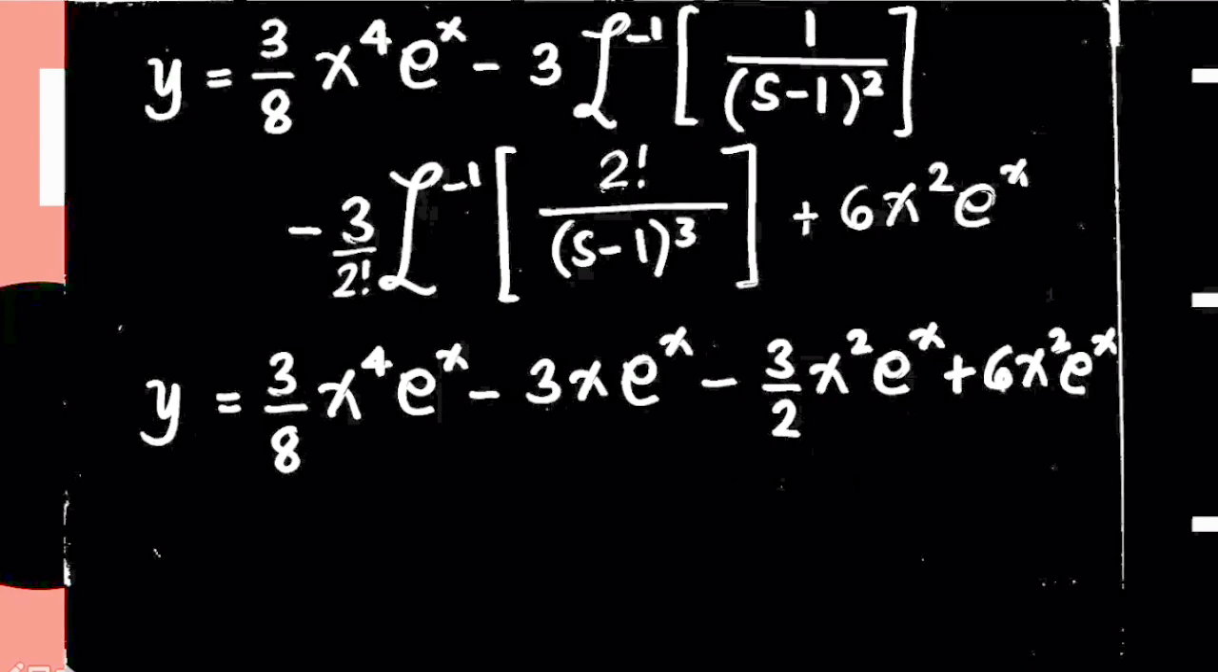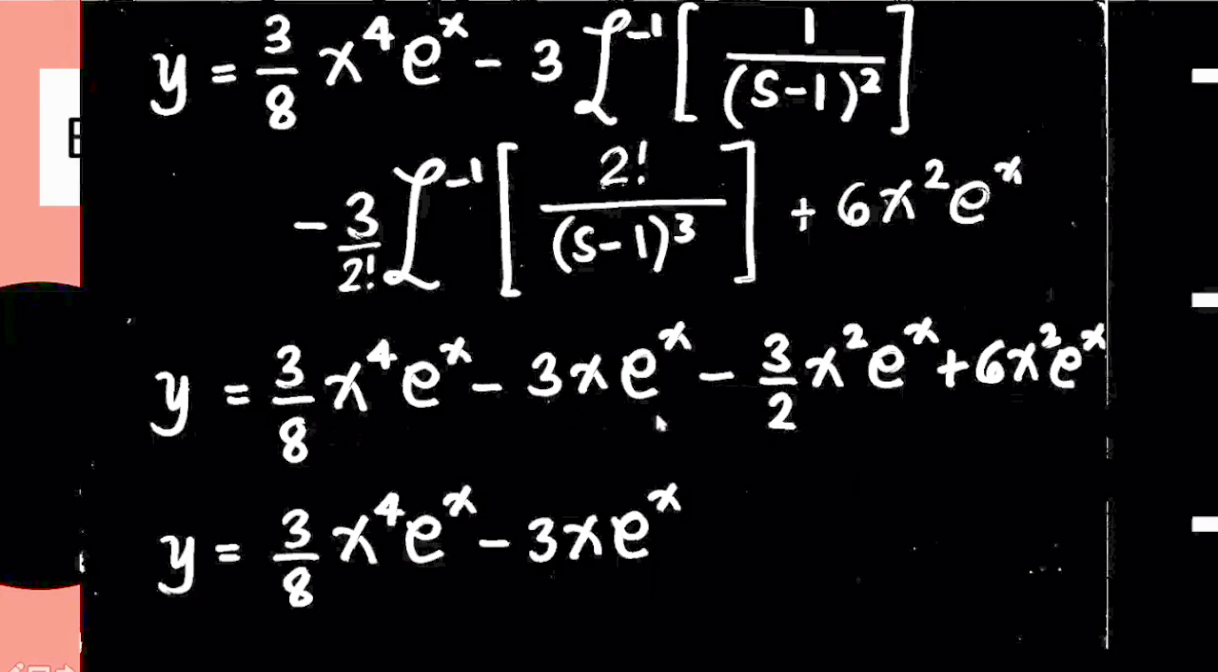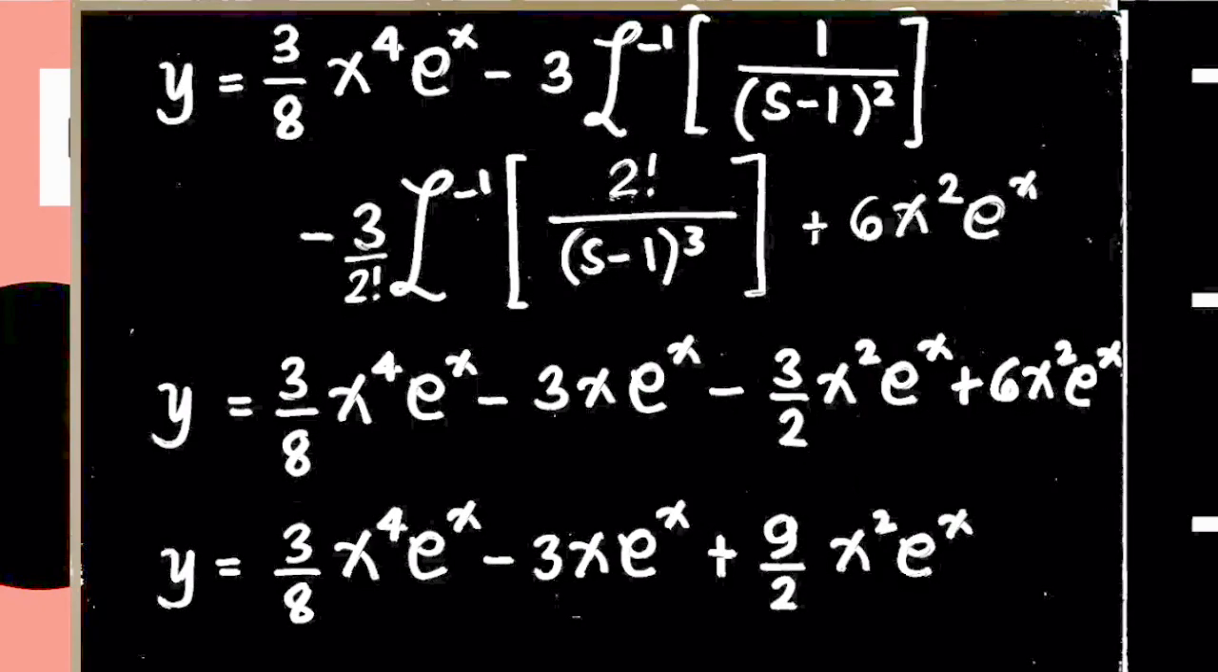And then simplify since you have like terms here. So the answer is you copy the first two terms and the last term will be combining these two terms, minus 3 halves plus 6. So you have positive 9 over 2 x squared e raised to x. So this is now your final answer. Okay, ito na yung final answer natin.